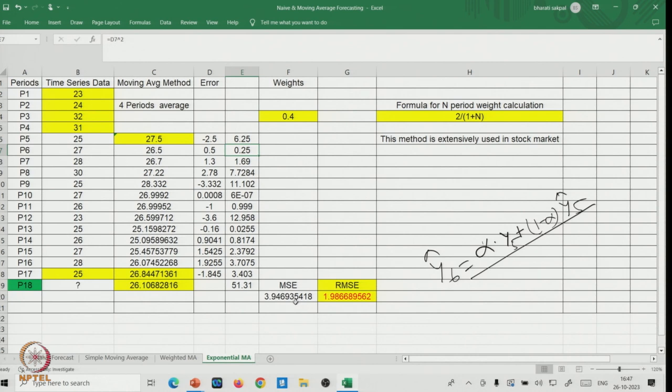So we will calculate the MSE now, the average of all the errors. Here you can see the sum of the squared errors, and then divided by 13. And then we found the RMSE, which is the square root of this. So you found the RMSE and you got the forecast also. And how much is the RMSE? 1.98, remember it. Using this formula we calculated alpha and the corresponding forecast through exponential moving average, and the forecast is 26.10.